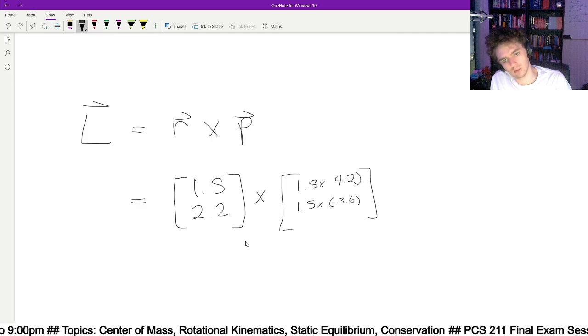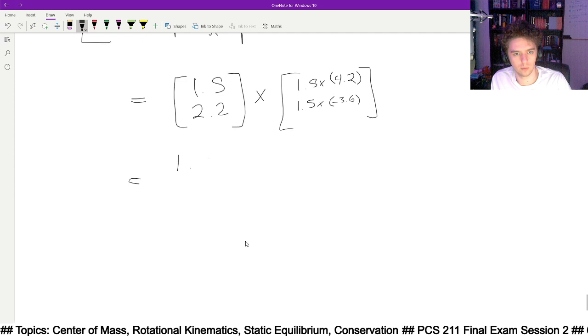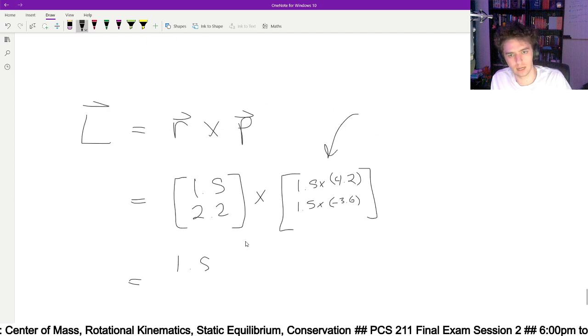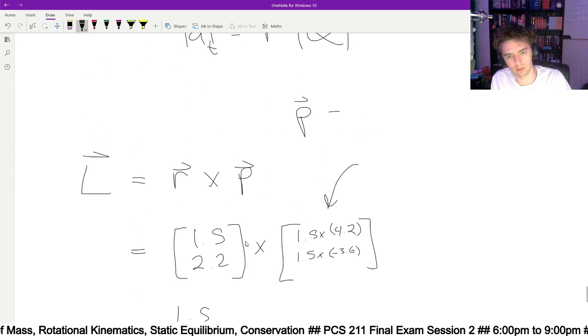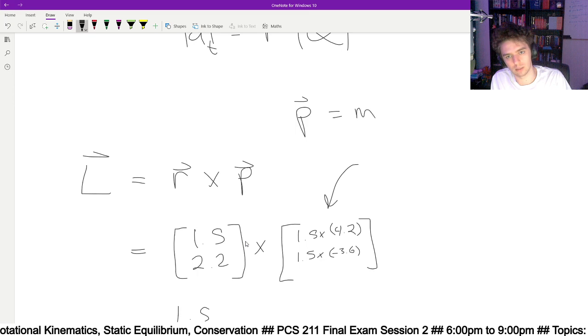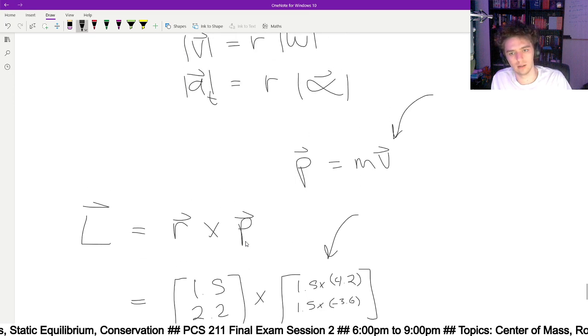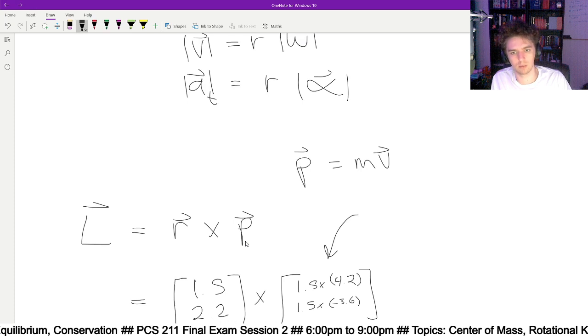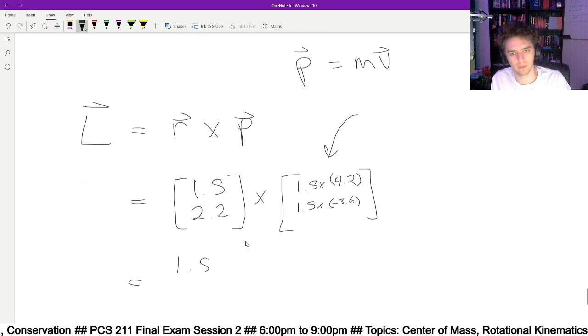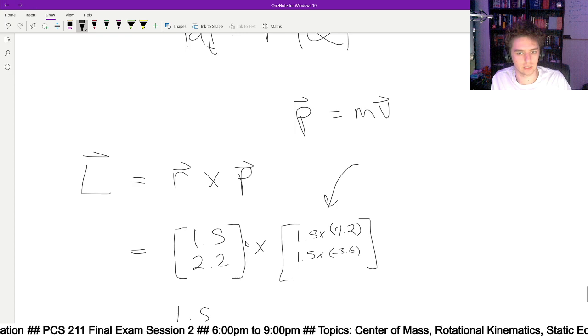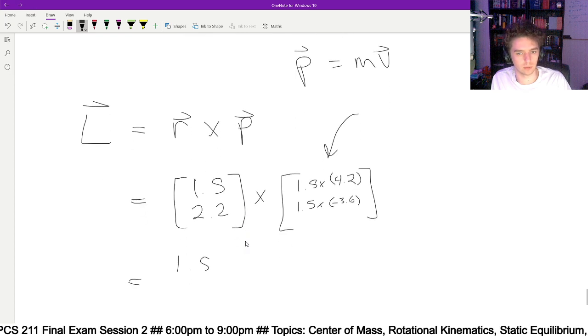3.6, right? So this is 1.5. I kind of skipped a step there. I shouldn't have really. The linear momentum is the mass times the linear velocity. So we know that for each of the components, it's just going to be multiplied by 1.5. I can break this up in x and y, but it's just the same thing. It's just multiplying both terms by 1.5.